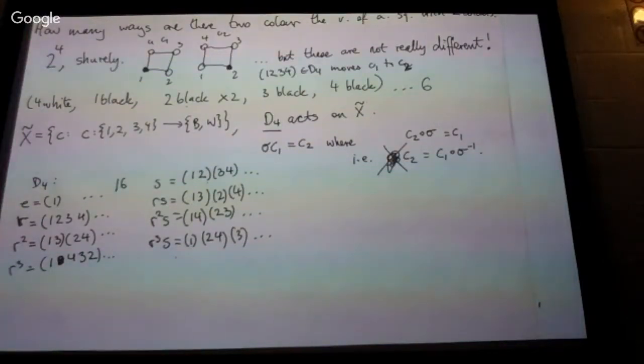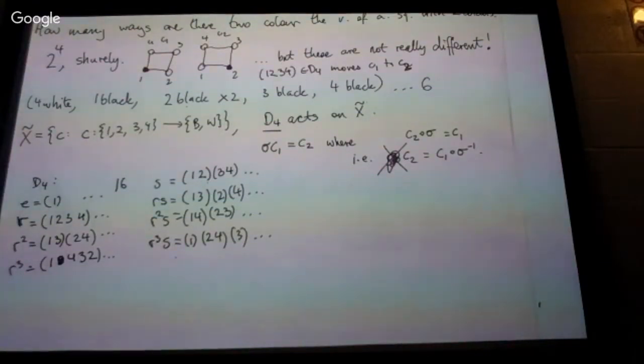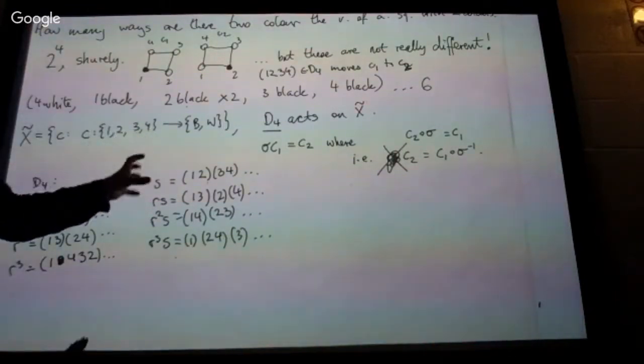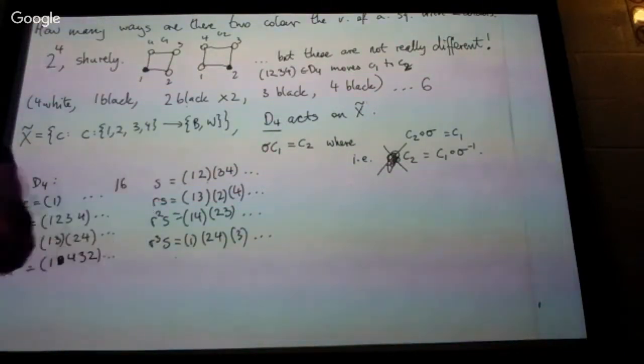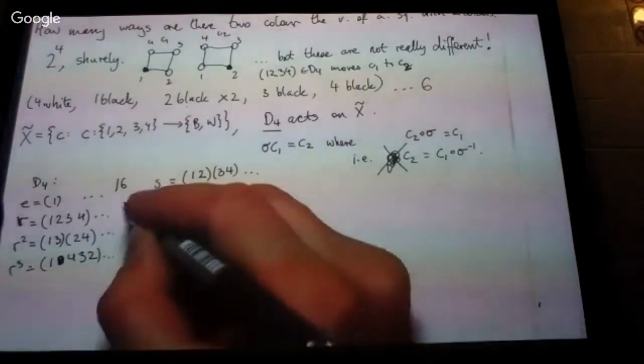The rotation by 1. What can that fix? None of it. It just keeps rotating. That would seem to be the case. However, if you color everything white, then that's fixed by the rotation. So everything white or everything black is fixed by the rotation by 90 degrees. So that's 2 fixed points.